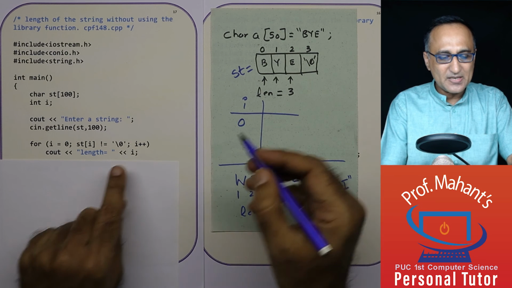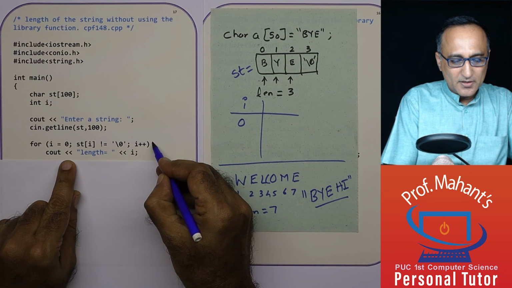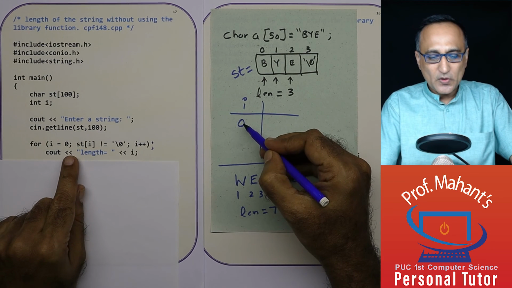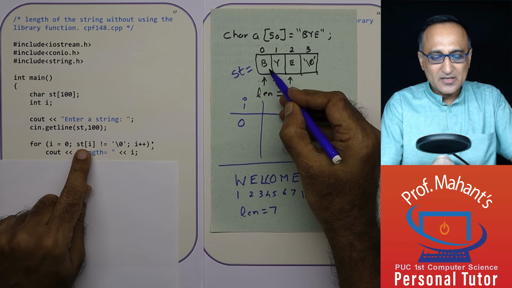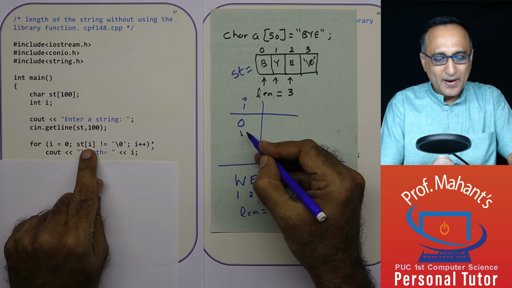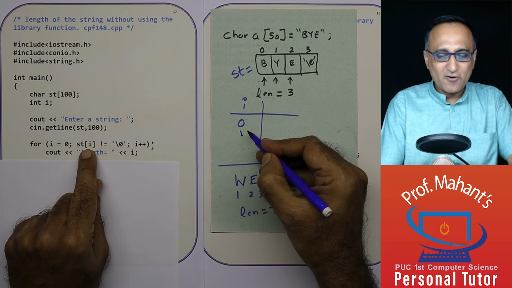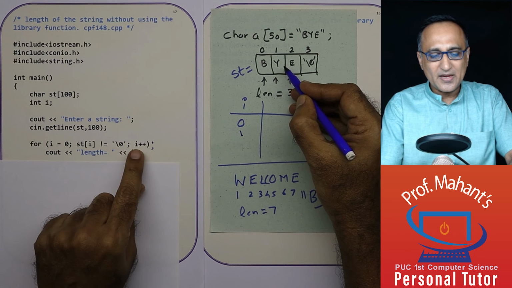So what has to happen is, okay, this should be like this. I should put a semicolon here. Okay, I don't need to because I'm not doing anything. Okay, so i is 0. Is st of i equal to null? No, it is b. So i will be increased by 1. i becomes 1. Then I go back here. Okay, st of 1 is y. Is it equal to null? It is false. So I go back here.